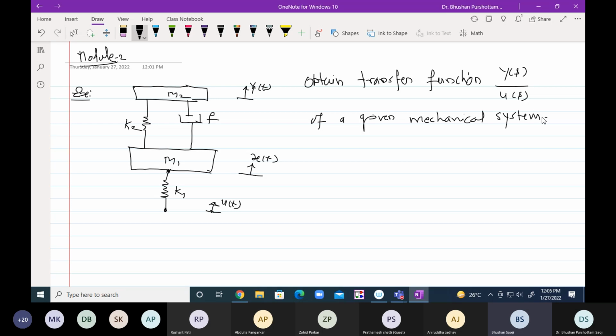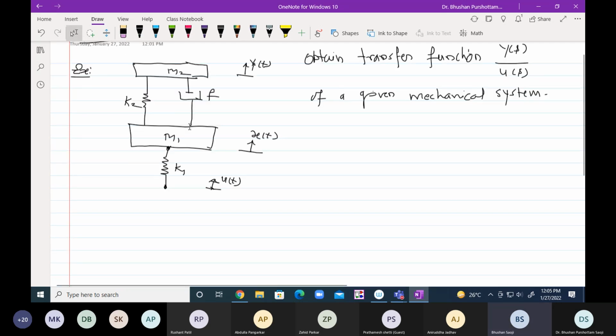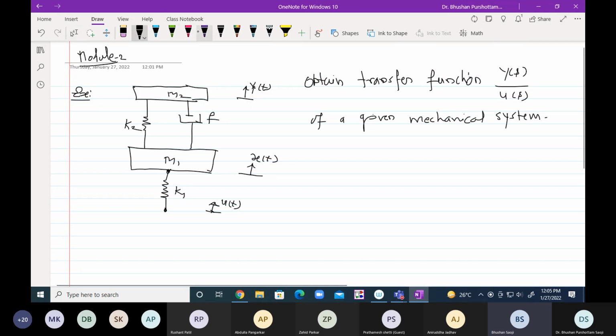Obtain the transfer function Y of s divided by U of s of a given mechanical system. We have to find out the transfer function between Y of s and U of s. U of s is the input displacement and Y of s is the final displacement. Y of s divided by U of s becomes our transfer function of the given network that we have to find out. Now for that purpose we have to draw the free body diagram.